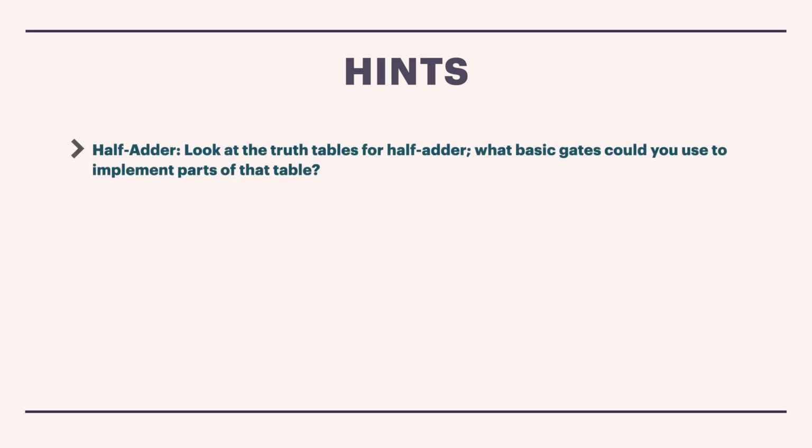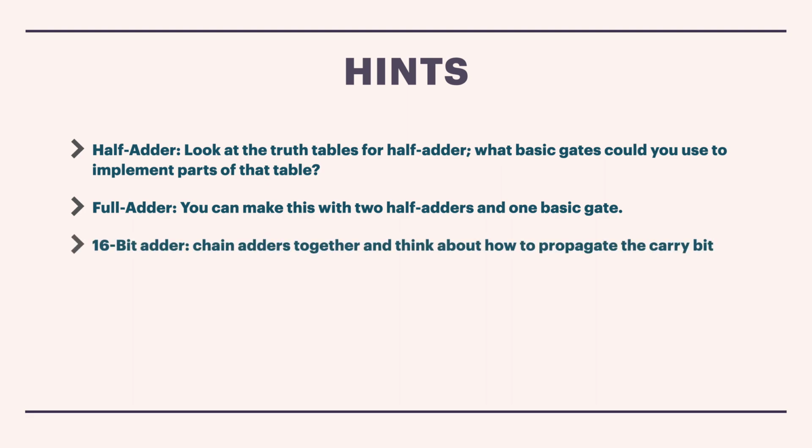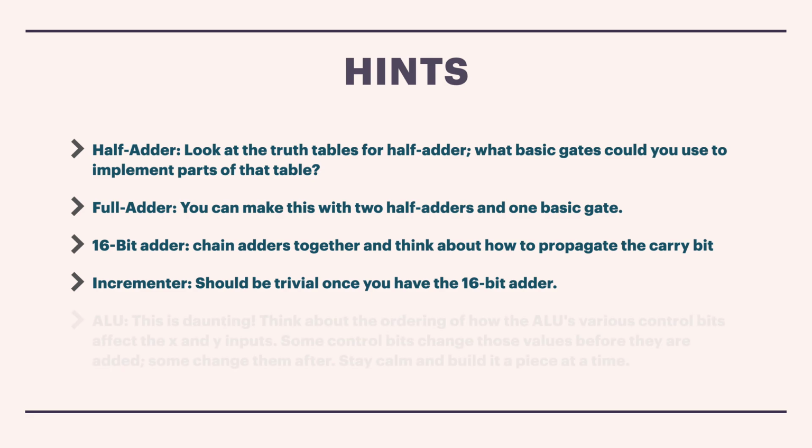So here's some advice on how to get started on each chip. For the half adder, look at its truth tables. What basic gates could you use to implement parts of that table? For the full adder, just take 2 half adders and 1 basic gate. Figuring out what order to wire up the outputs is the tricky bit here. The 16-bit adder, you can use full adders chained together and think about how to propagate the carry bit. The incrementer should be trivial once you have the 16-bit adder, because 1, after all, is a 16-bit number.